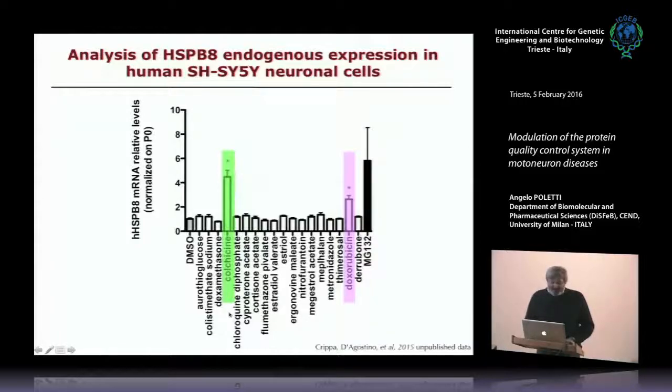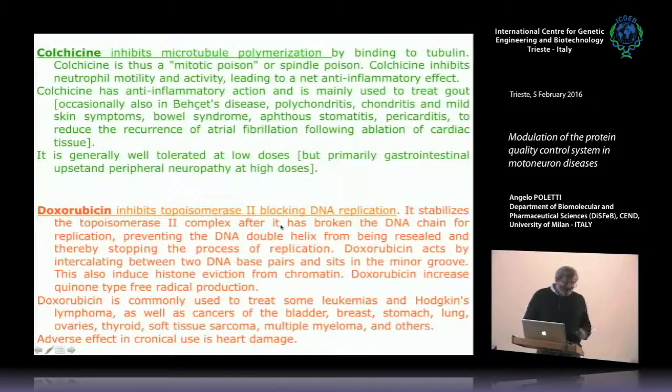We found two drugs, colchicine and doxorubicin. Unfortunately, doxorubicin is not a good candidate because it's an inhibitor of topoisomerase, it's a chemotherapy, and it's not a drug that you can use for chronic treatment, but at least it can tell you if you can find a mechanism. But we found colchicine, which is not bad actually, because it has been used to treat gout and also atrial fibrillation. It inhibits microtubule polymerization, but it's very well tolerated at low doses, even for chronic usage.